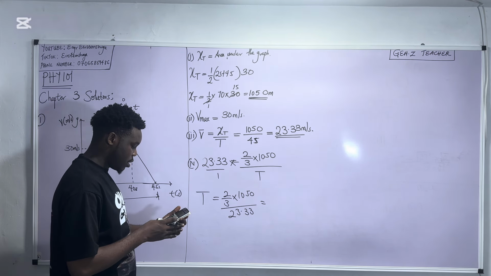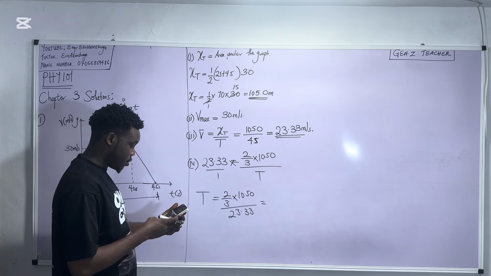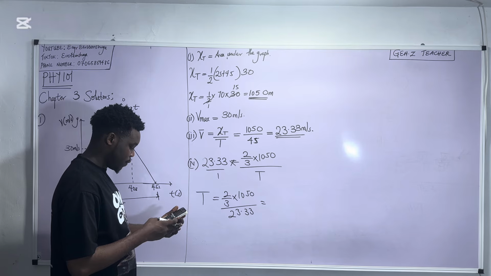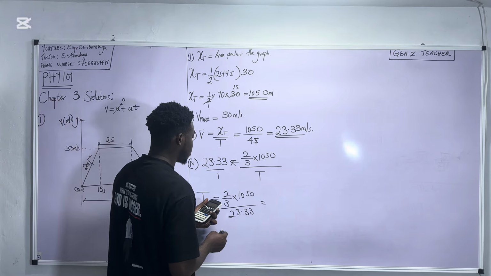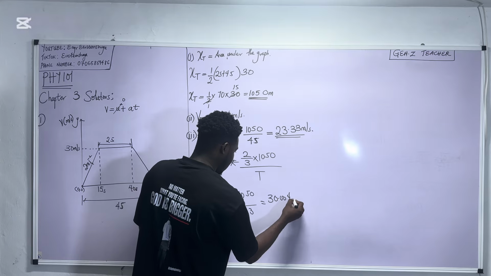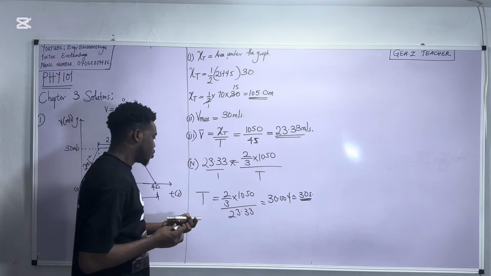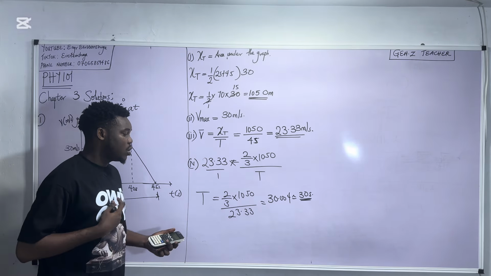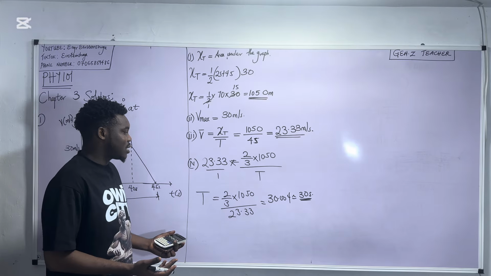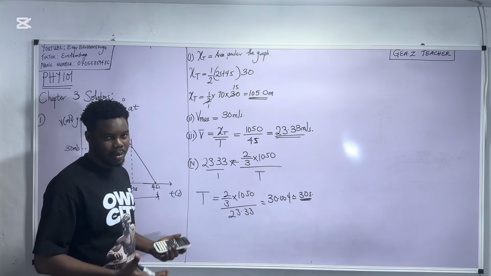Okay, so divided by 3 times 1050, all divided by 23.33. So the answer should be 30.004. That's like saying 30 seconds. Okay, so the time to cover 2/3 of the entire journey is just 30 seconds. And this is how you solve a question for velocity time graph.